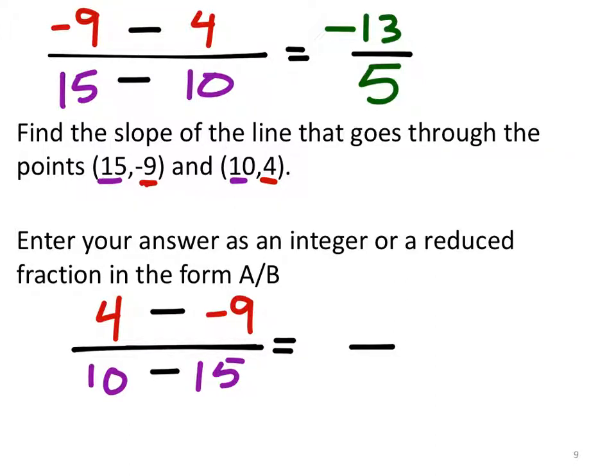Now, I said they're the same. They may not look the same, though, okay? 4 minus negative 9 ends up being 4 plus 9, which is 13. And 10 minus 15 is negative 5. The only difference is where that negative is. And as it turns out, I don't think the homework cares, and I don't care either. So I think that's good news.